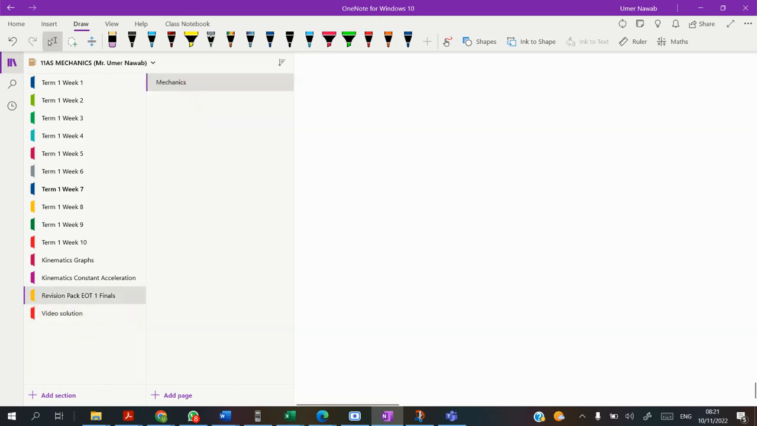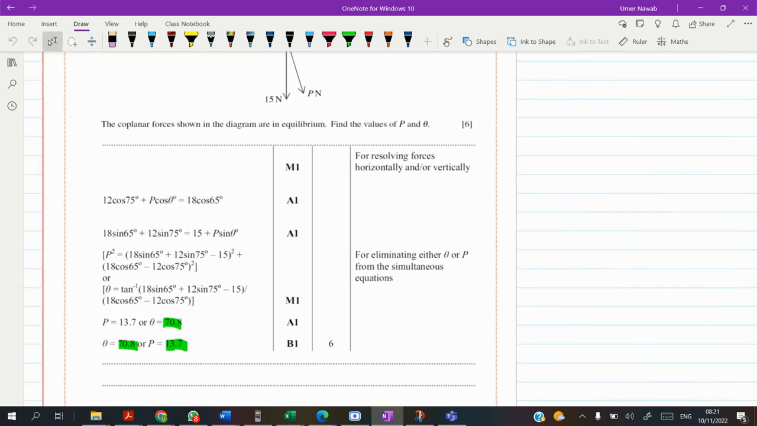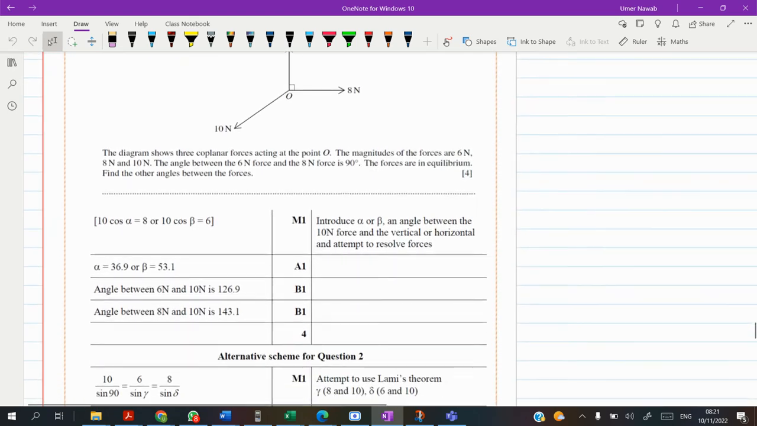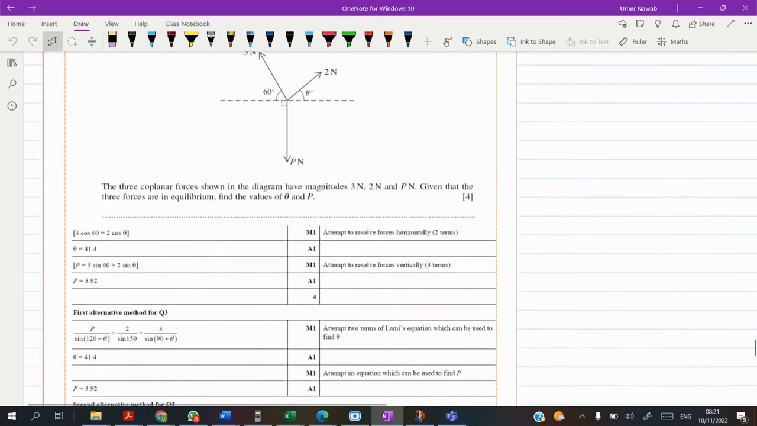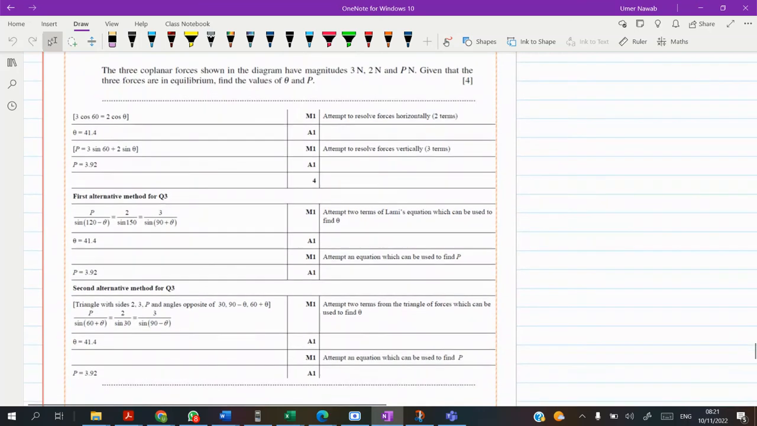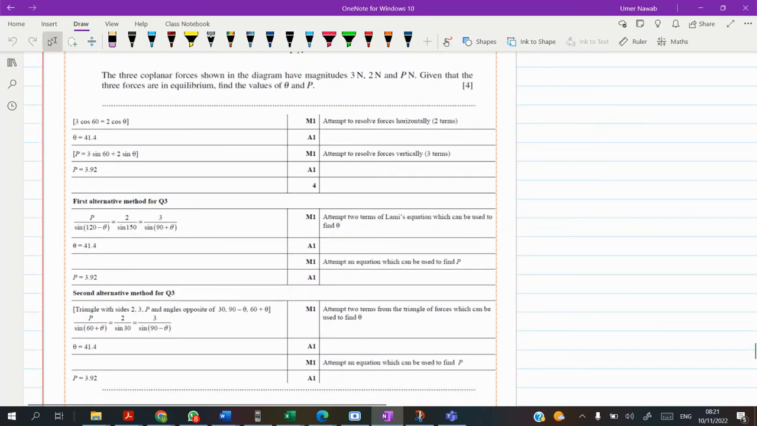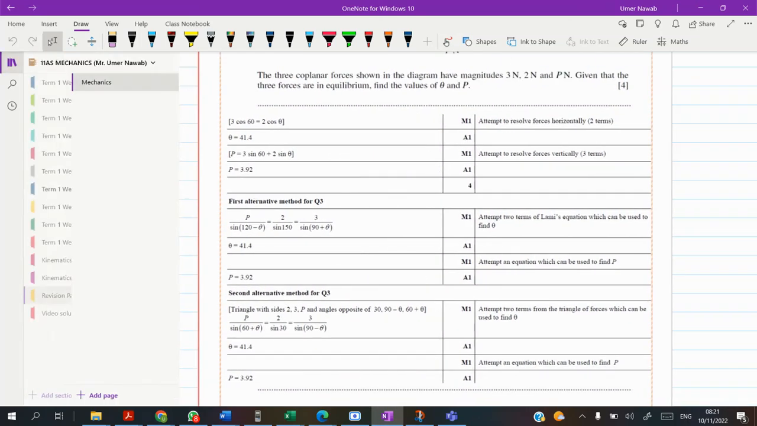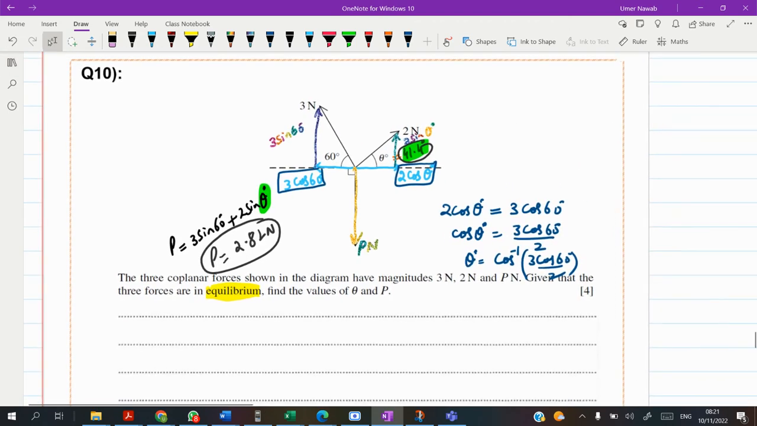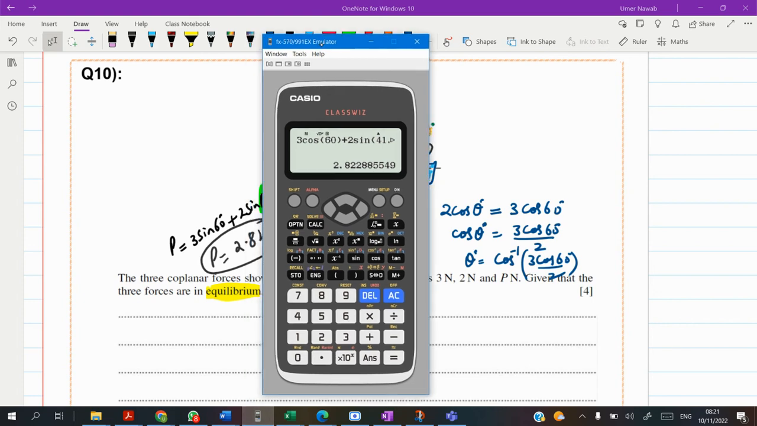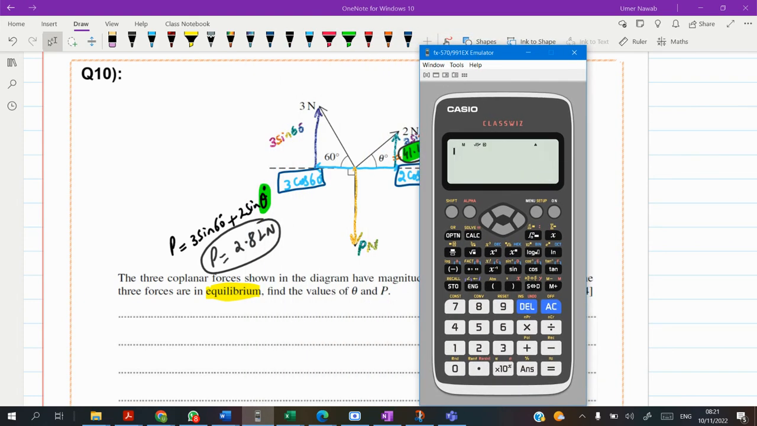Let us verify our answers from the marking scheme. Question number 10, we did it. 9, we have already found it. 10 is 3.92 and 41.4. Let me check, did we get the same answer? Guys, the value of theta was 41.4.